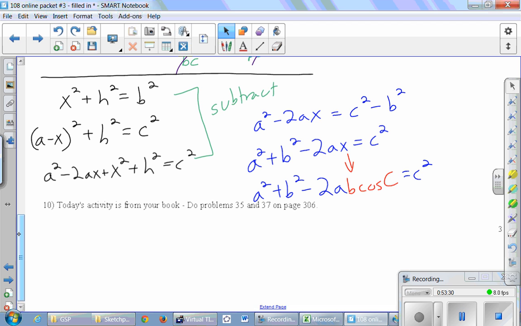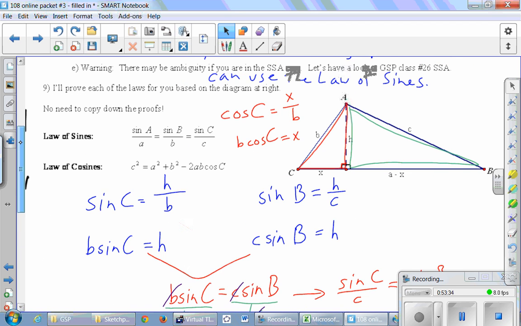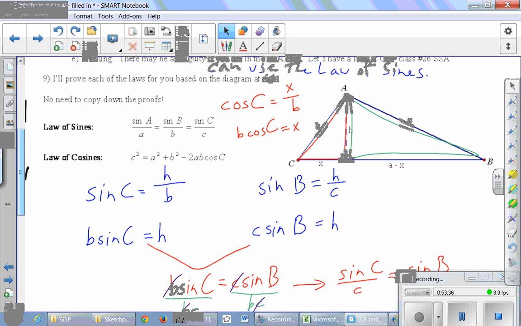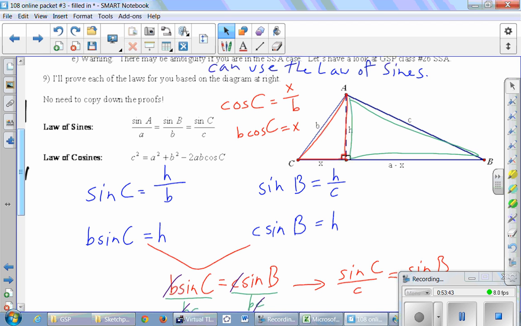Again, you can get the other versions by just changing the letters or drawing different altitudes. I really like the proofs. I think they're very clean and very nice, and they justify using these two quite strange looking laws. But what I quite like about these two proofs is that they both use exactly the same diagram. So from one diagram, you get two very powerful theorems in math.